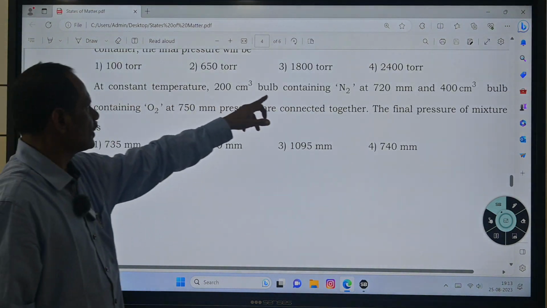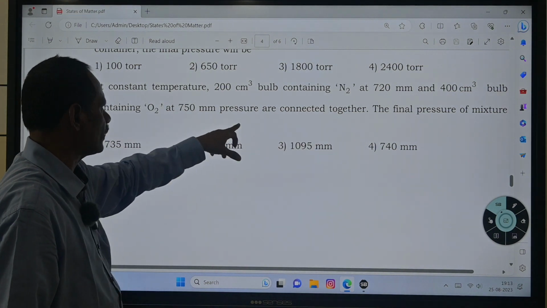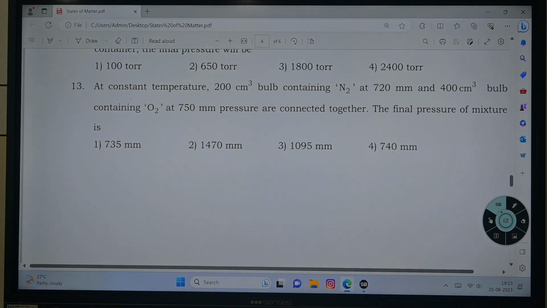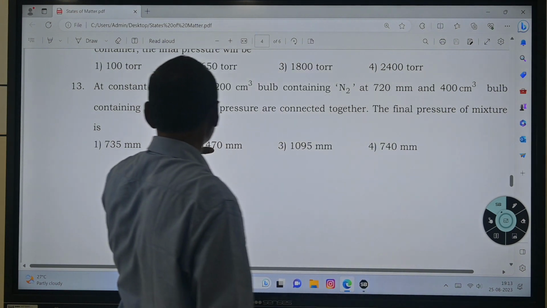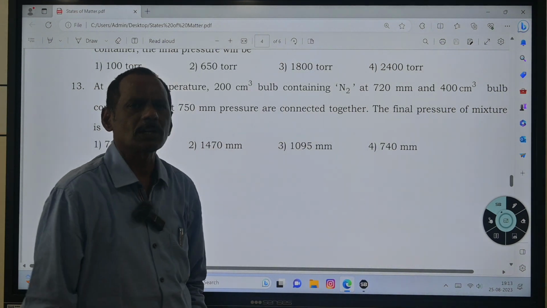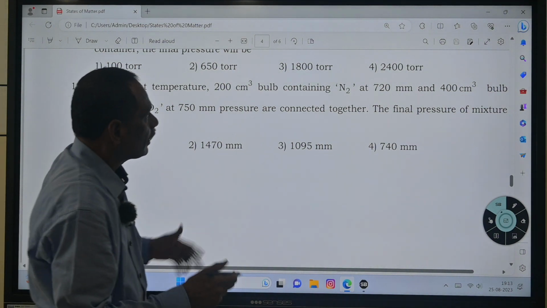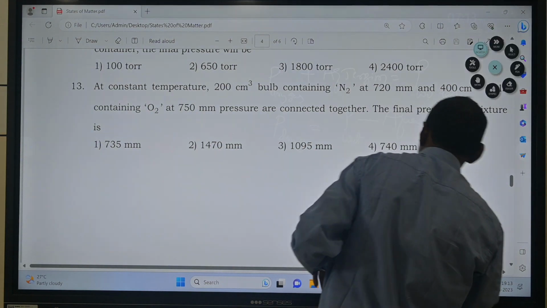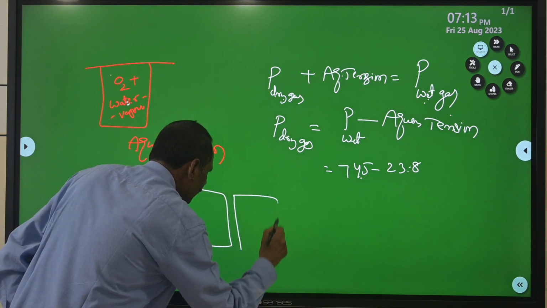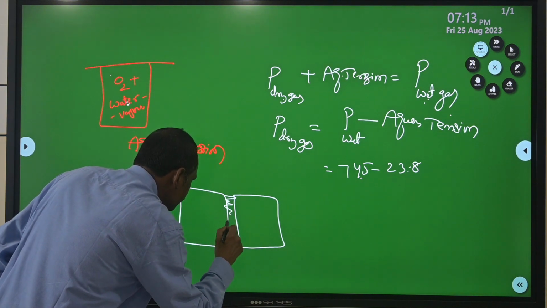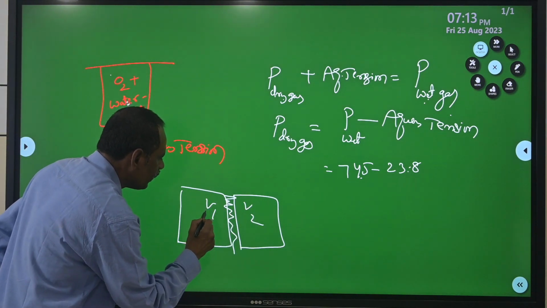At constant temperature, a 200 cc bulb containing nitrogen at 760 millimeters and a 400 cc bulb containing oxygen at 750 pressure. The final pressure is P1V1 plus P2V2 divided by the total volume. Here the two vessels are connected with each other. If the two containers are connected with each other, then the final volume is V1 plus V2.